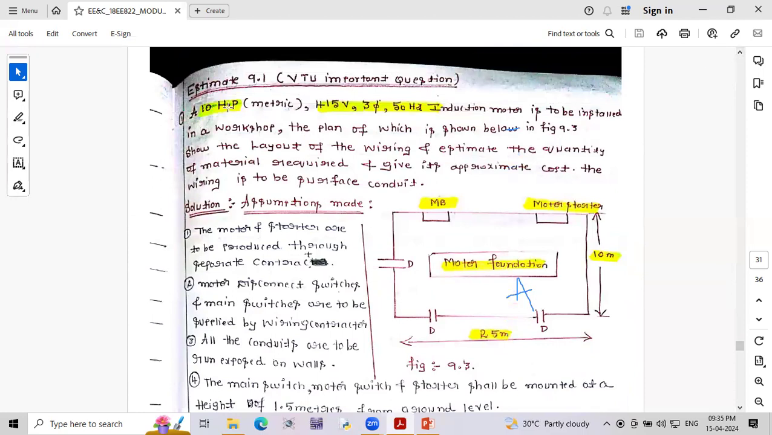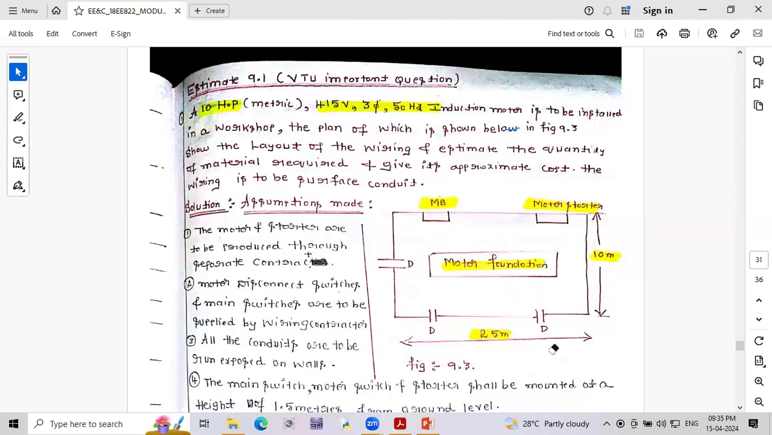And then second problem. A 10 HP metric, not British, 415 volts, 3-phase 50 Hertz induction motor is to be installed in a workshop, the plan of which is shown in the figure. Show the layout of the wiring, estimate the quantity of material required, and give its approximate cost. The wiring is to be surface conduit. Of course, for motor operation, they are going to use the surface conduit system.